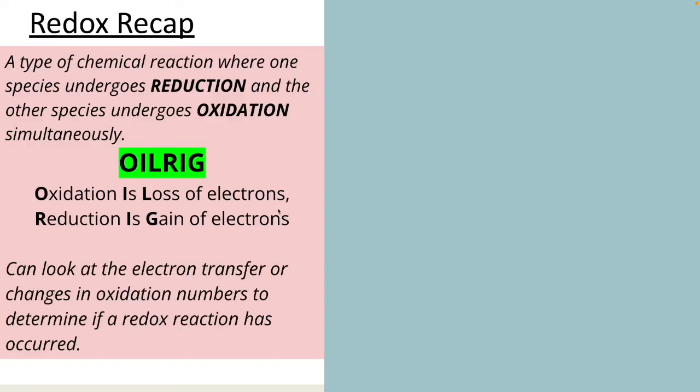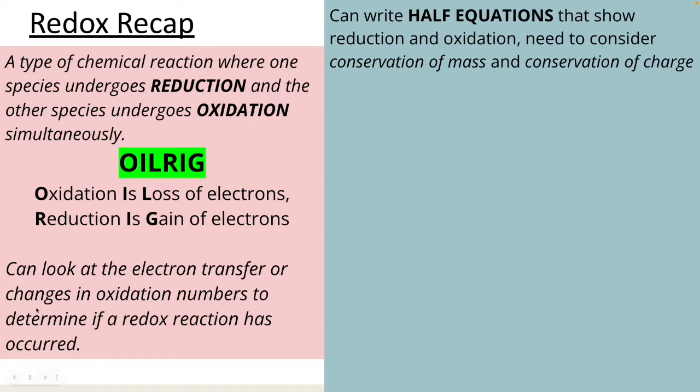So we know we've got all our conservation laws. We've got the conservation of mass. We can't create or destroy matter. So in a redox reaction, the species that is being oxidized, the species that's losing its electrons, is losing them to the species that is gaining them, therefore the species that is being reduced. We can look at the electron transfer or changes in oxidation numbers or oxidation states to determine if a redox reaction has occurred. And we can represent these as half equations to show these two processes, to show the loss of electrons and to show the gain of electrons.